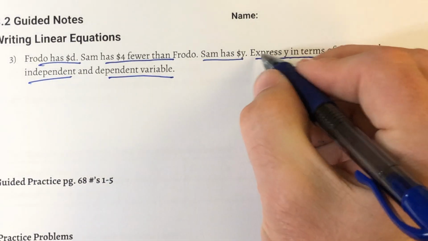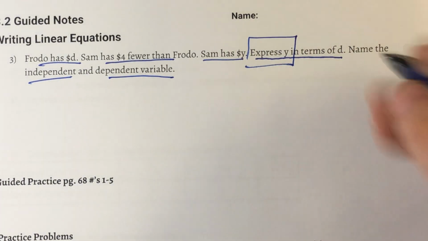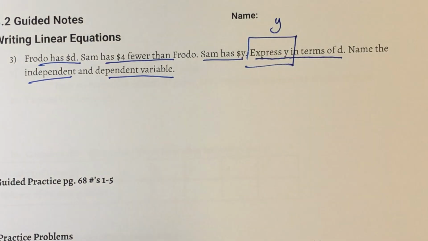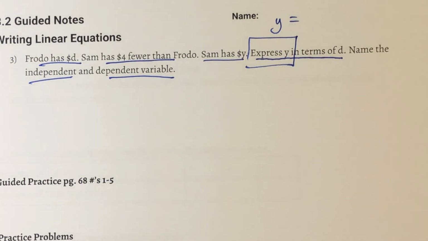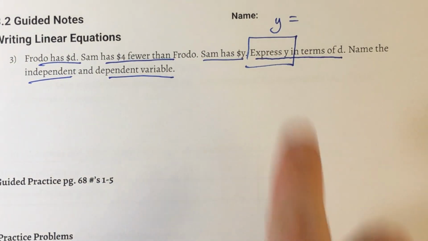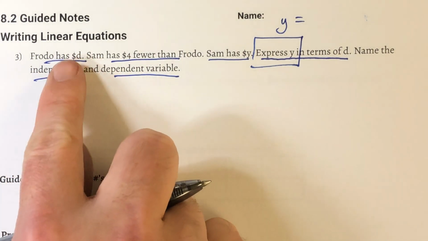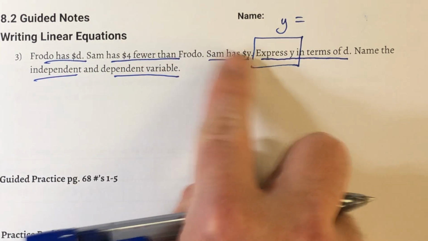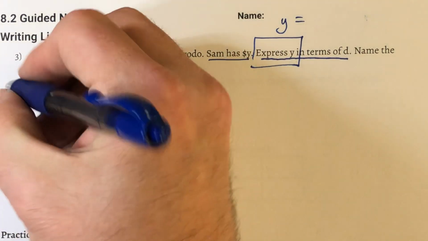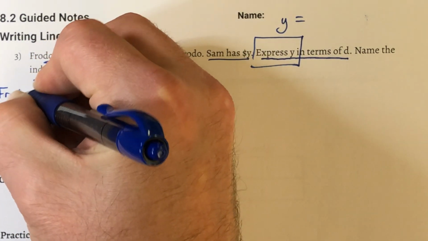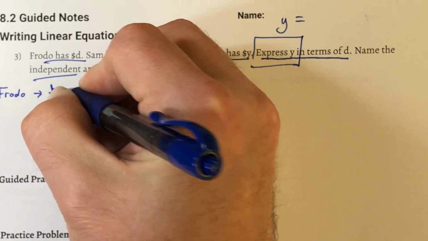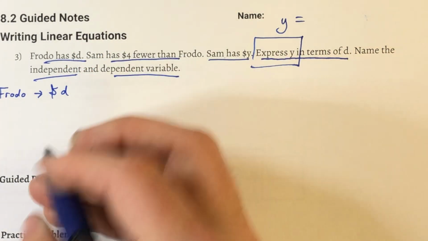So you'll notice it has this phrase right here, express Y. Again, that means you can immediately start with Y equals. So that's a shortcut phrase. So I'm going to have Y equals and something with D over here. All right, let's jot down some information. Frodo, for sure, has D dollars. Sam has Y dollars.